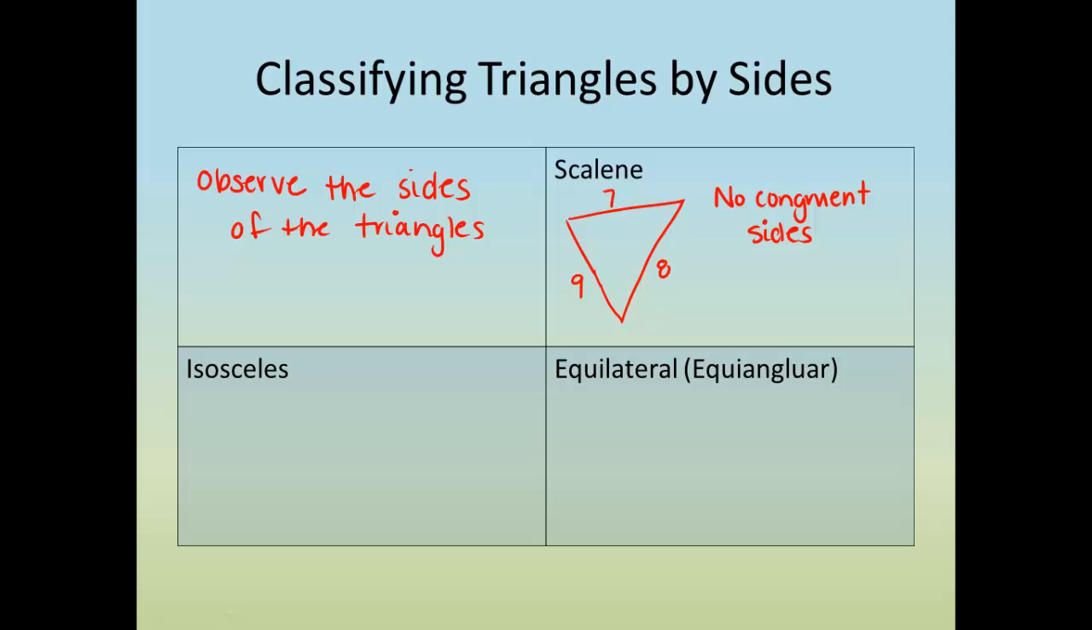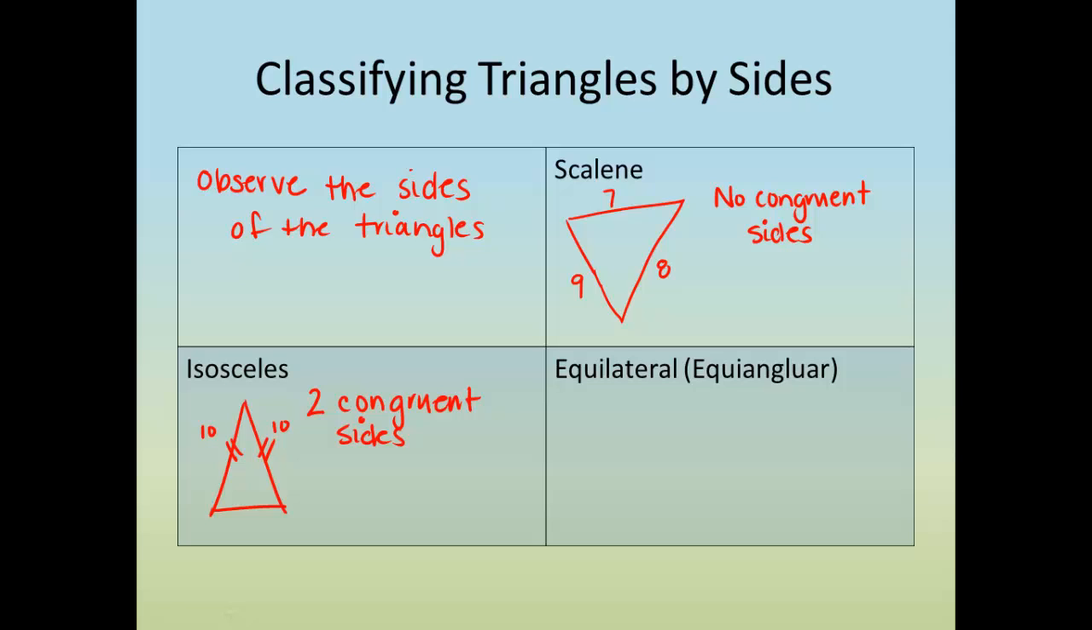Next one is an isosceles triangle. An isosceles triangle has two congruent sides. These will be marked with the congruent markings on the triangle, or you will also notice that the measurements listed are the same. So we will see two congruent sides.